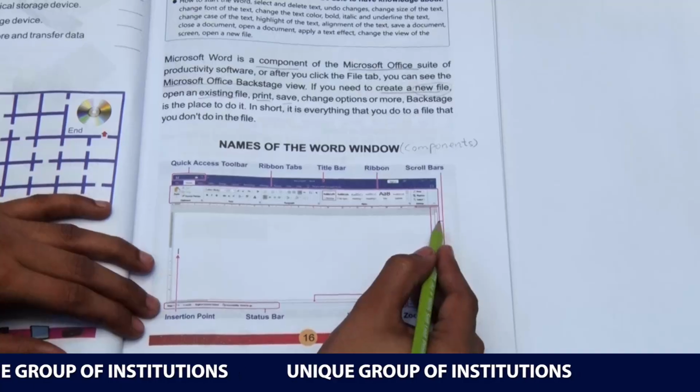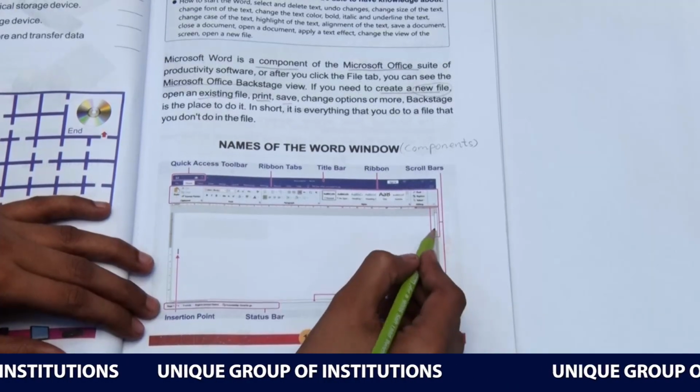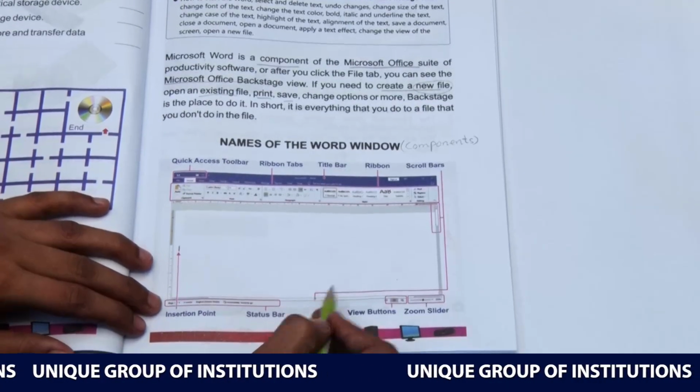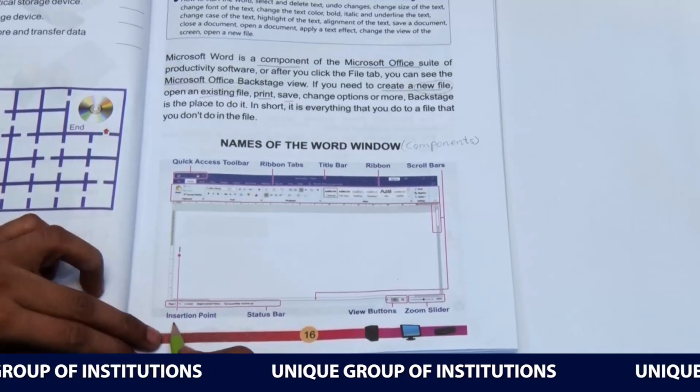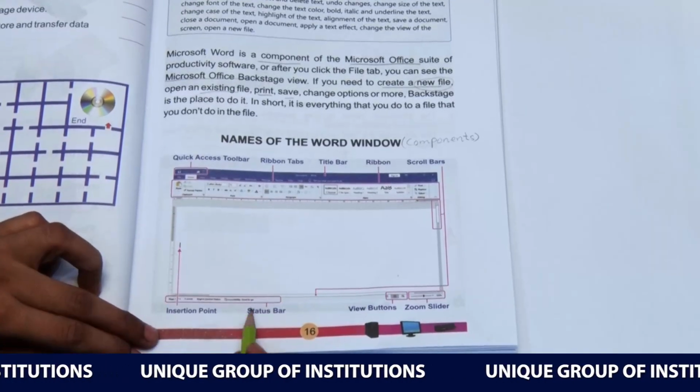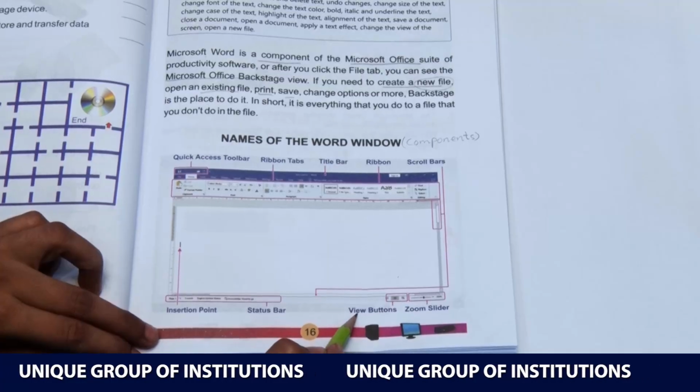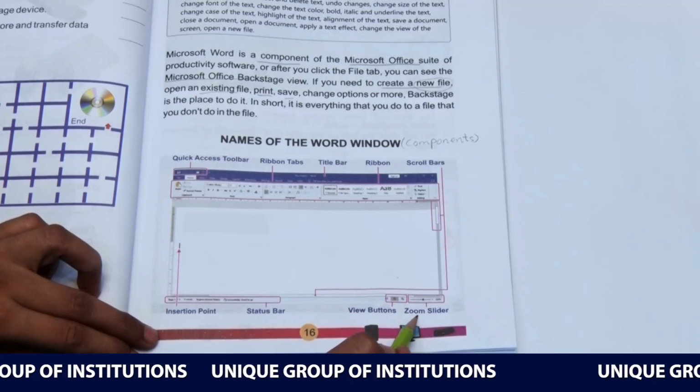Scroll bars, there are two scroll bars, up and down and left and right. This is insertion point, status bar, view buttons, and this is zoom slider.